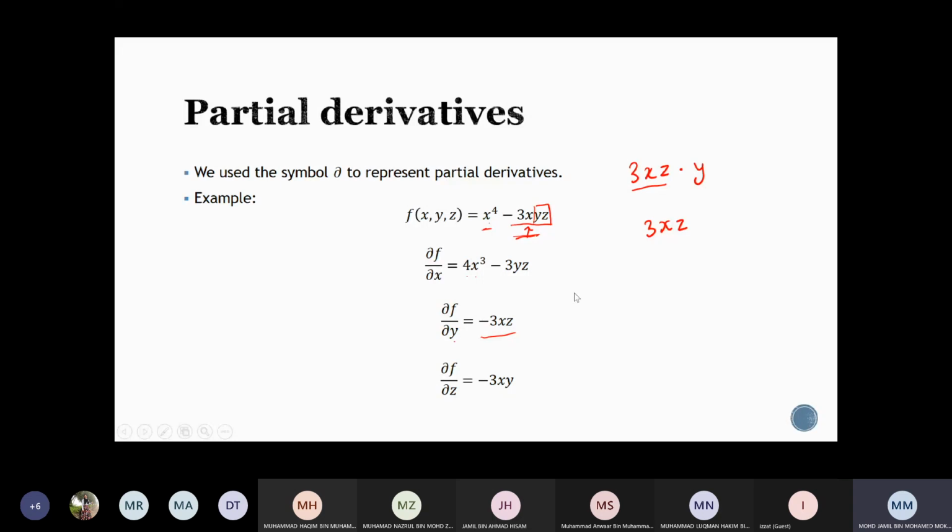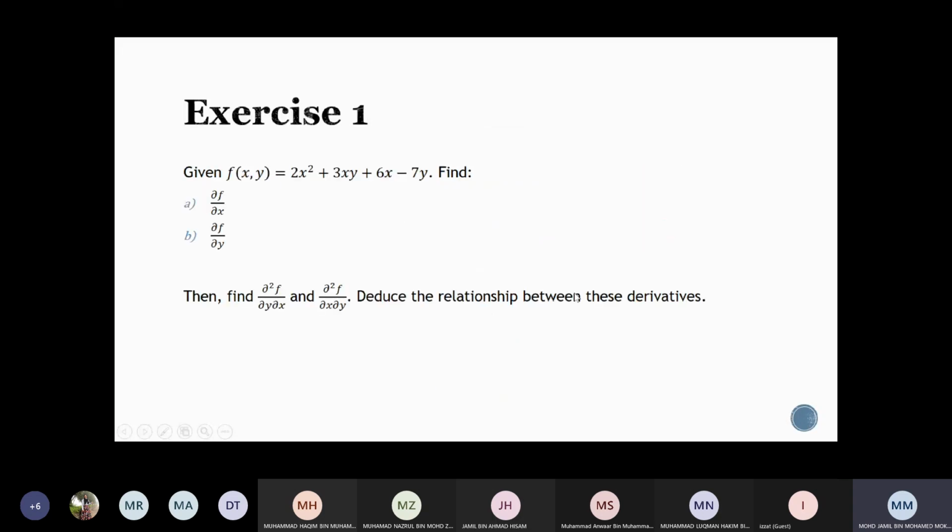Okay, so let's do this exercise. Given f of x and y equals 2x squared plus 3xy plus 6x minus 7y. Question A, find del f del x. You want to differentiate x while assuming other variables as constant.